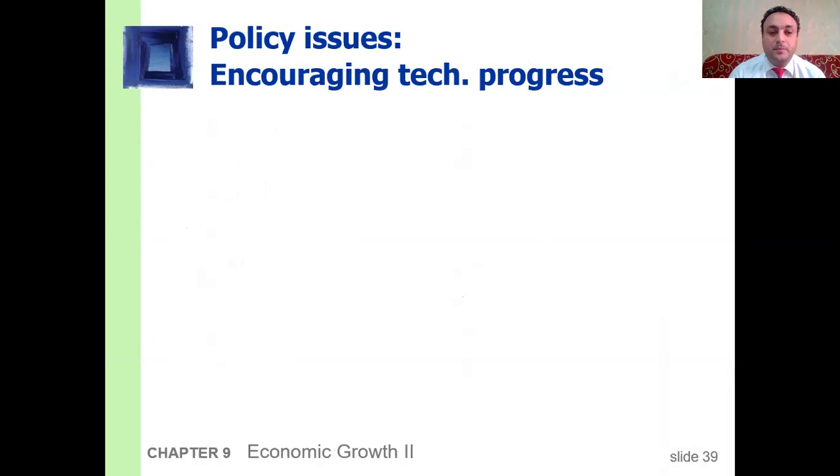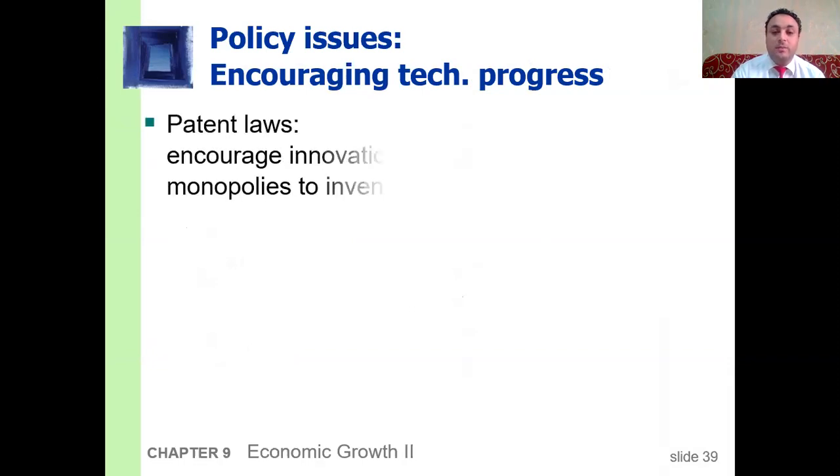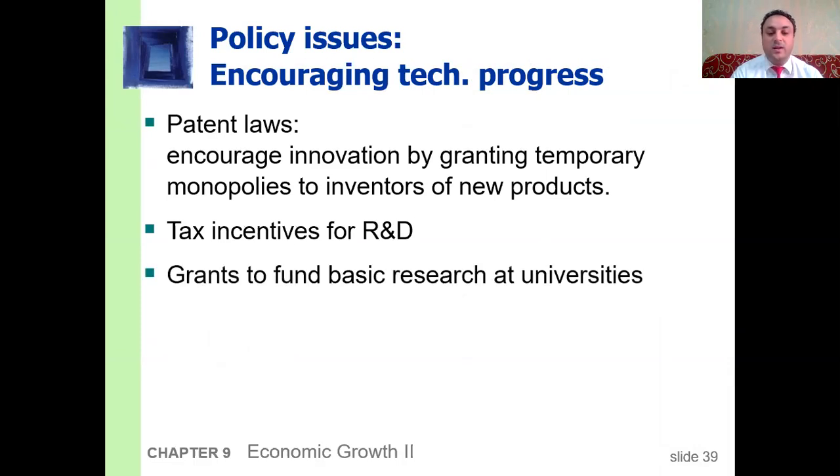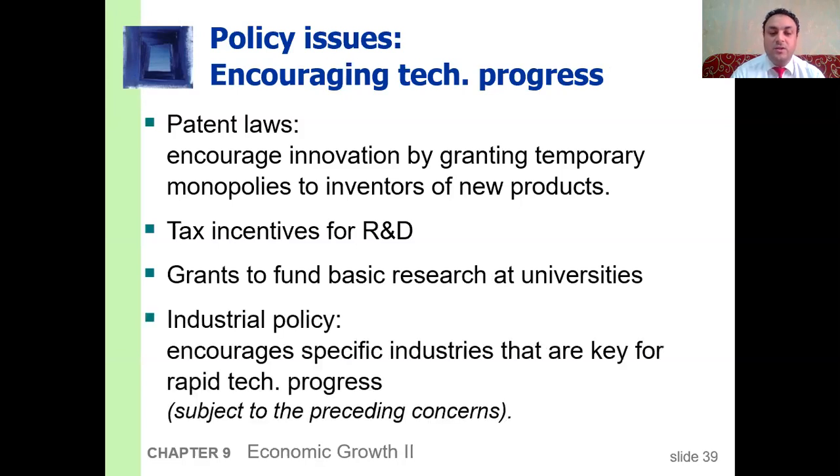Another issue that governments take into account in policy is encouraging technological progress. When we talk about patent laws, encouraging innovation by granting temporary monopolies to inventors of new products, also tax incentives for research and development, grants to fund basic research at universities, also industrial policies like encouraging the specific industries that are key for rapid technological progress.